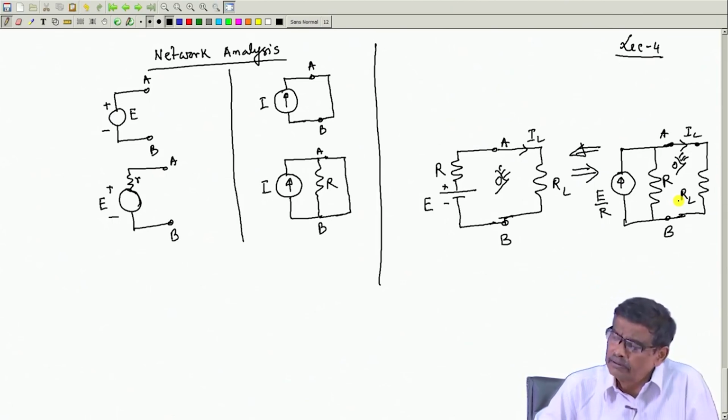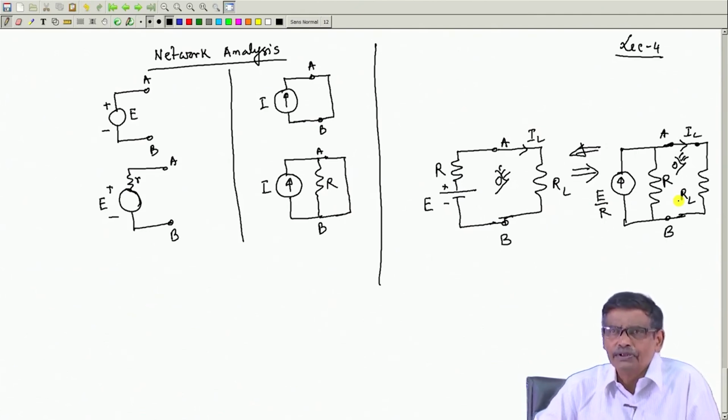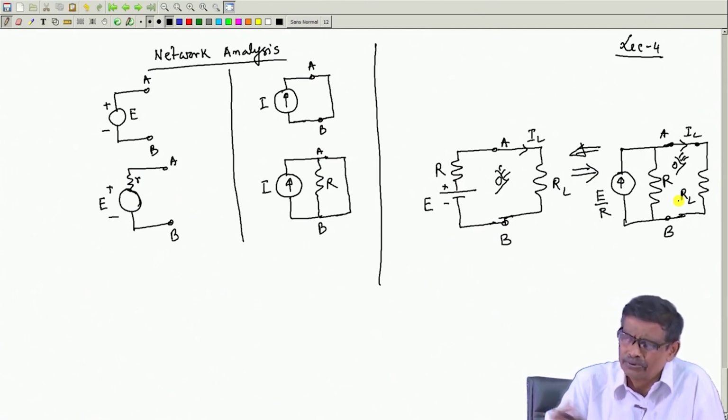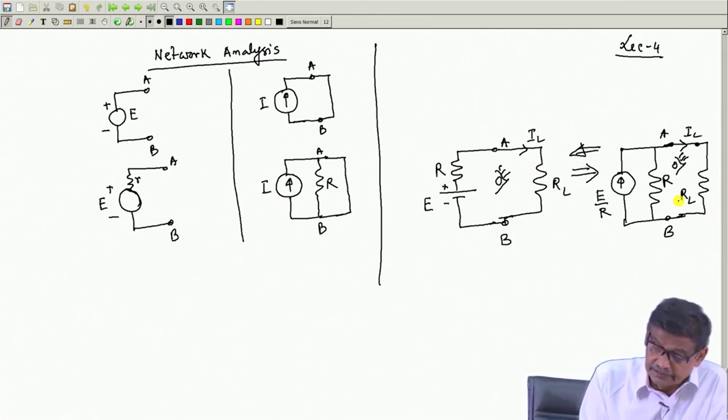My personal suggestion will be, if in a circuit there is a current source, live with it. Why unnecessarily change it to a voltage source? Of course, if you get some very great advantage, you do that, but in general you should not. Similarly, a voltage source, let it be a voltage source.